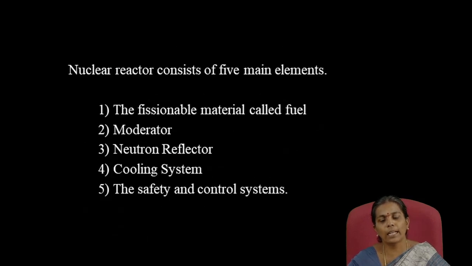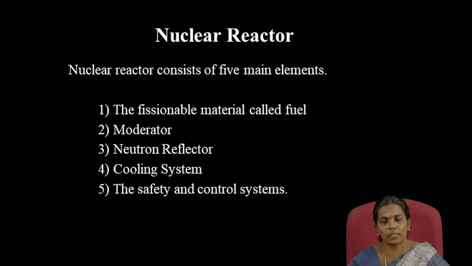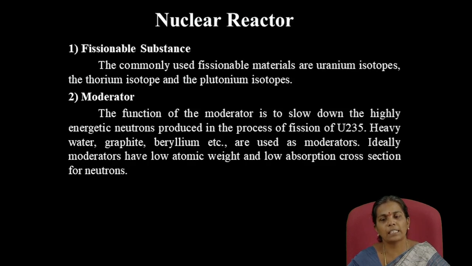The nuclear reactor contains the following five main components. They are fissionable material called fuel, moderator, neutron reflector, cooling system, and the safety and control systems. Fissionable substance means the fuel used in the nuclear reactor. Normally uranium, thorium, and plutonium isotopes are used as fissionable substance.